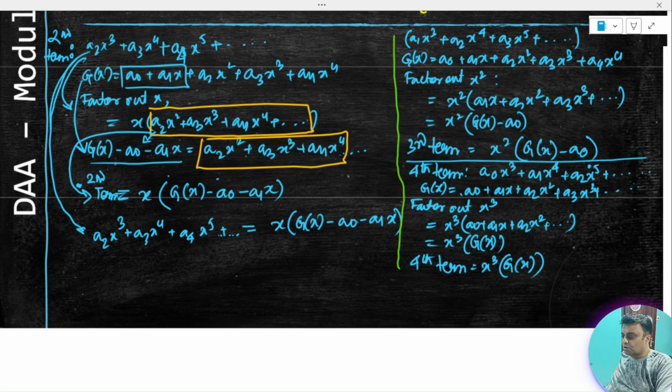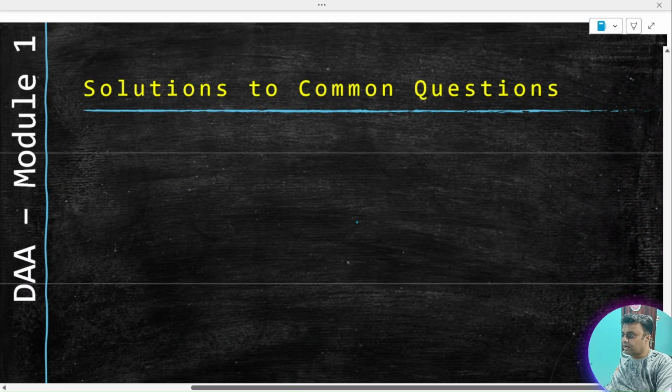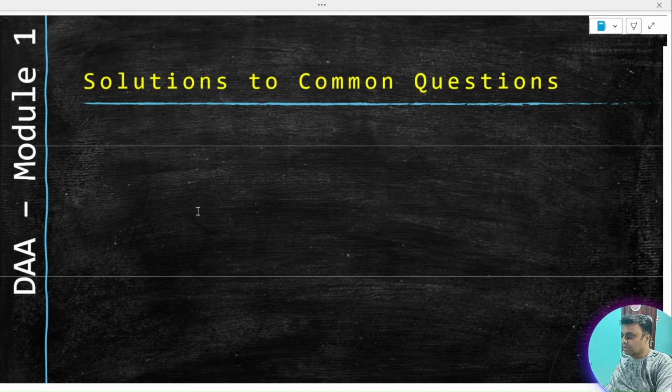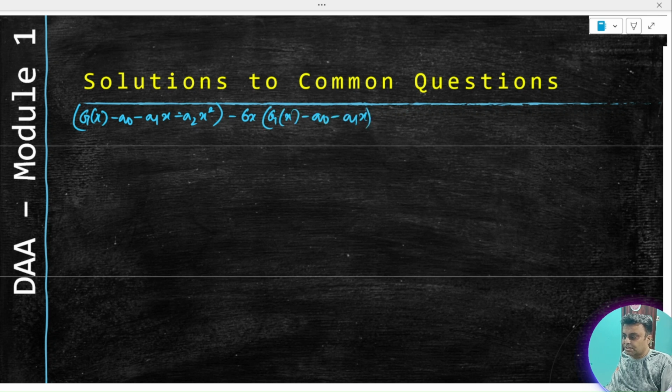Now if we put all of this into the final equation, then we will get something like this. We are putting all of that into the final equation. We are getting g(x) minus a0. This was the first term we had found out. Minus a1x minus a2x square. That was the first term we found out. Minus 6x multiplied by g(x) minus a0 minus a1x. This was the second term we found out.